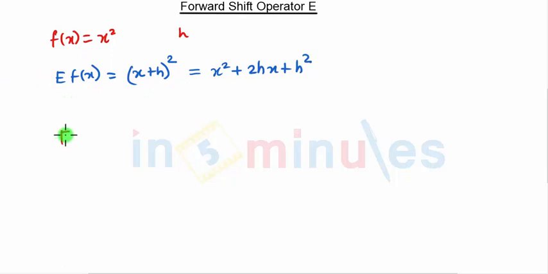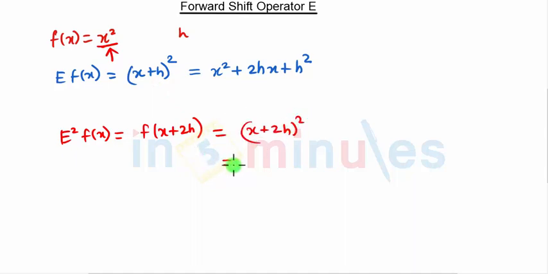What will be E square of f of x? E square of f of x is nothing but f of x plus 2h. So in this equation we will replace x by x plus 2h, the whole square. So this will become x square plus 4hx plus 4h square. So this is how we forward shift any function.